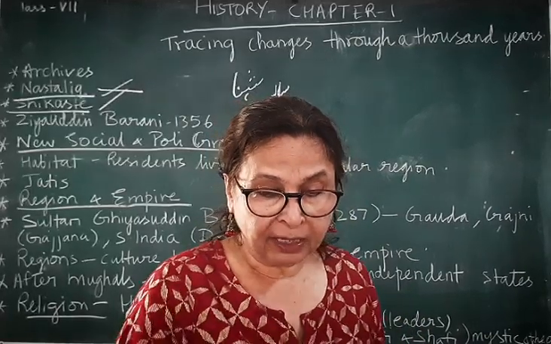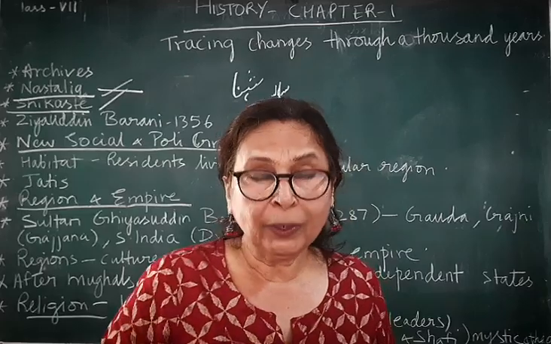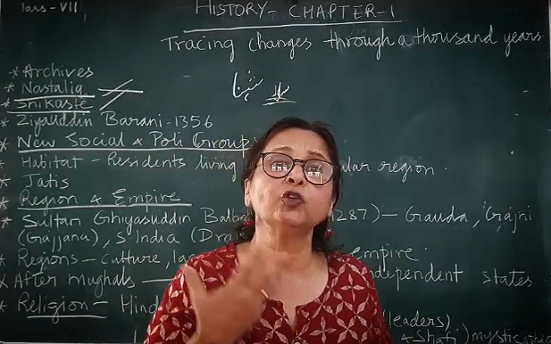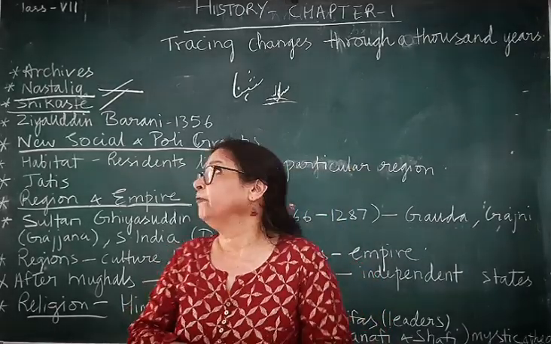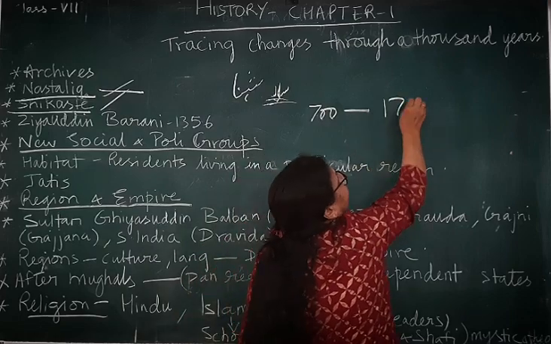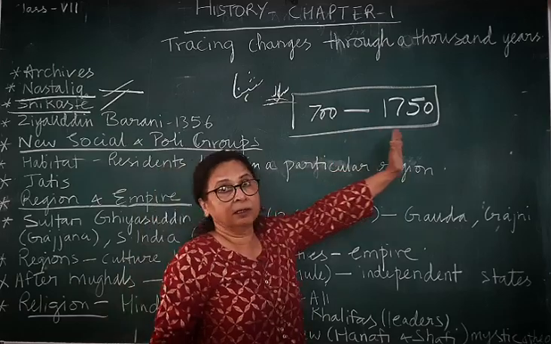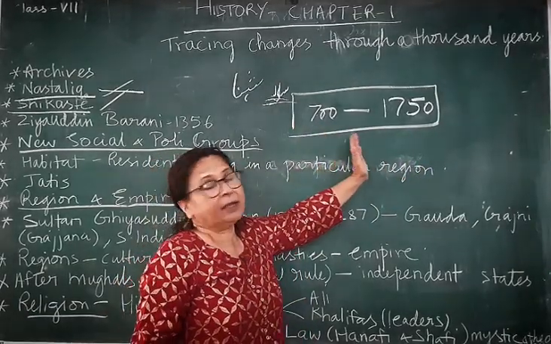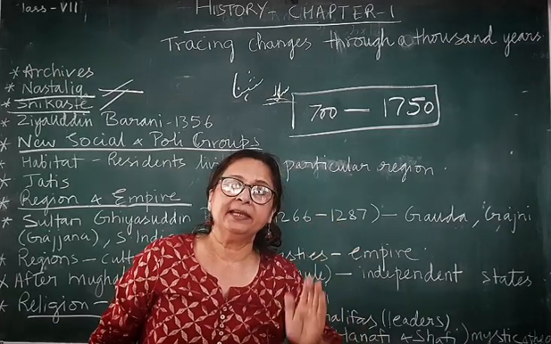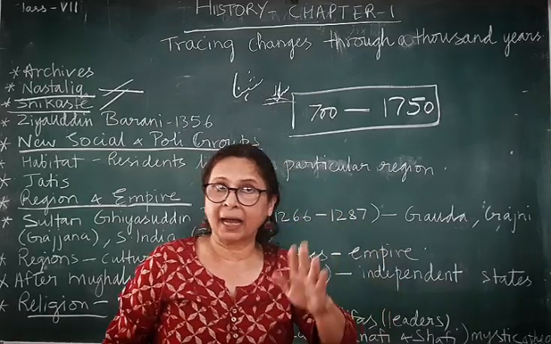Okay, so this we discussed the other day. Now we come to the changes in the society, the political and social changes that took place. Children, when we look at 700 to 1750, quite a big period, many years, there were many changes as the centuries went by.